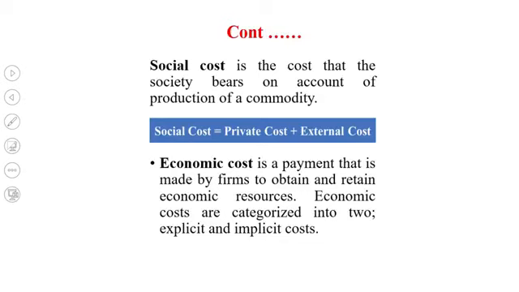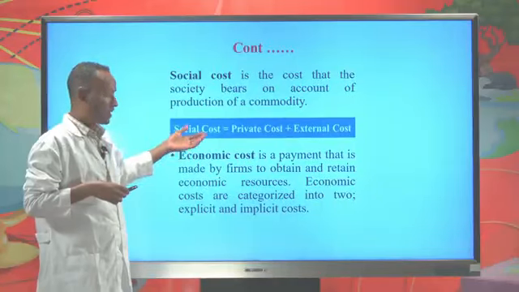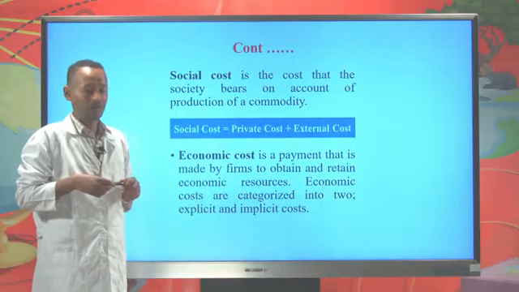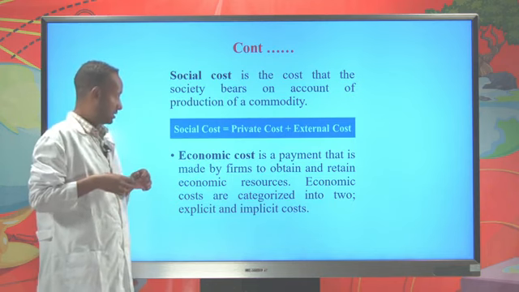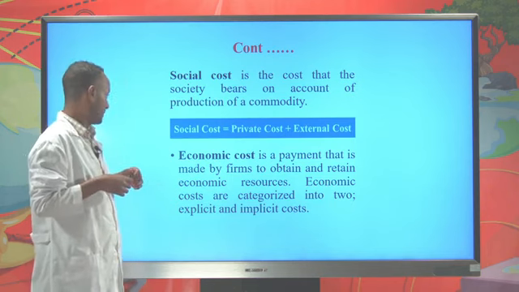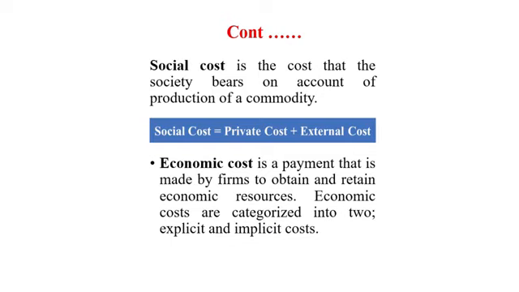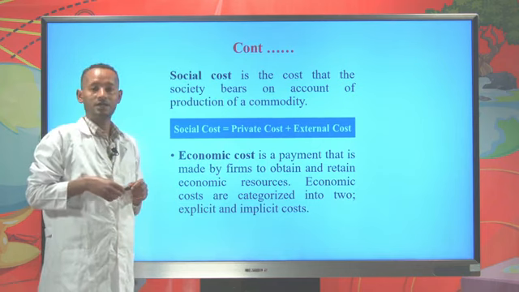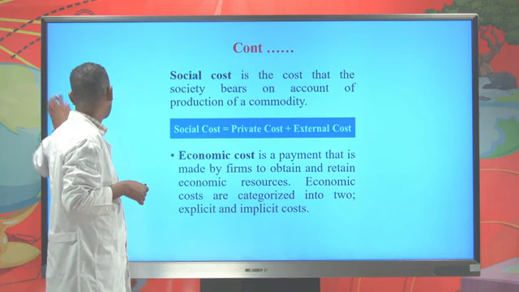The social cost is the sum of the private cost, the cost that is borne by the private firm, and the external cost, that is the cost that is borne by the society. Economic cost is the payment that is made by firms to obtain and retain economic resources. Economic costs are categorized into two called explicit cost and implicit cost.